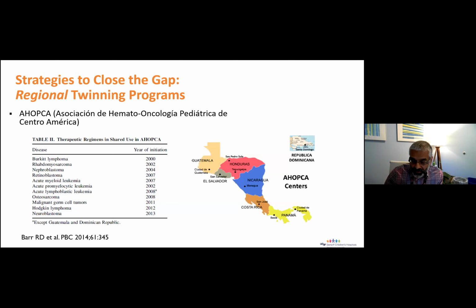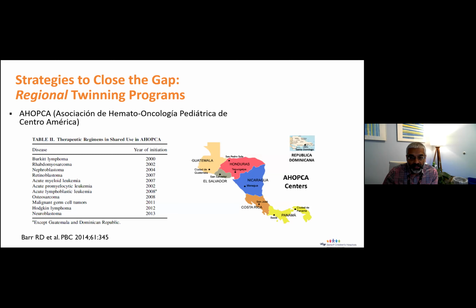Where we've come now is more of a regional twinning approach, where you no longer think about a single hospital and twin with that, but you try to twin with the region with the same principles, where you look at the gaps, you develop local training, you develop local expertise, and you develop, again, unified treatment protocols. And again, St. Jude's really been the pioneer in this for pediatric oncology.